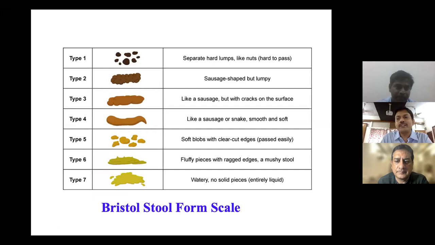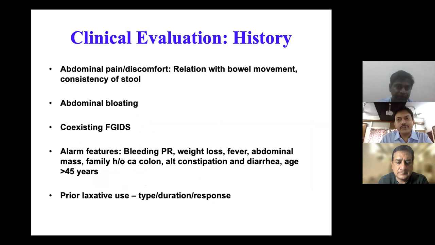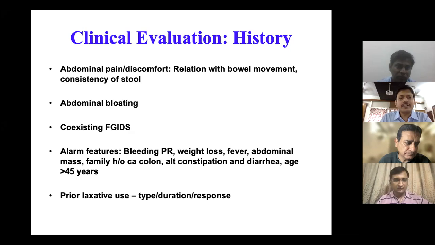Once we get an idea about the symptoms per se, we should ask about associated symptoms, like abdominal pain. Especially if the pain is related to bowel movement or associated with a change in consistency of stool, then we can think of IBS with constipation. Bloating is a very commonly associated symptom in patients with chronic constipation. Look for any coexisting functional GI disorders. Alarm symptoms have been nicely discussed by Dr. Sridhar in his presentation. Also prior laxative use is very, very important, because you need to know what laxatives the patient has used.